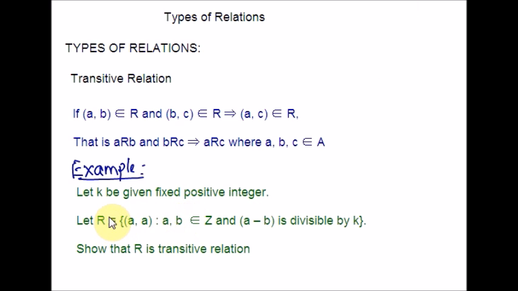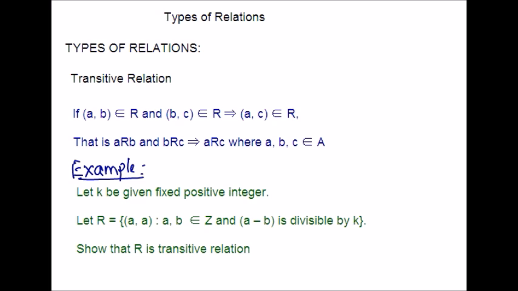Okay, I have taken an example where we have to show that R is a transitive relation. First, let us read the given condition. Let K be a given fixed positive integer and R = {(a,b) : a, b belong to Z and a minus b is divisible by K}, where K is a positive integer. Please read this condition carefully. Now we are going to prove that R is a transitive relation.